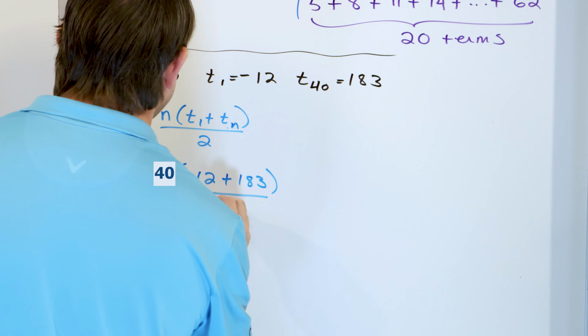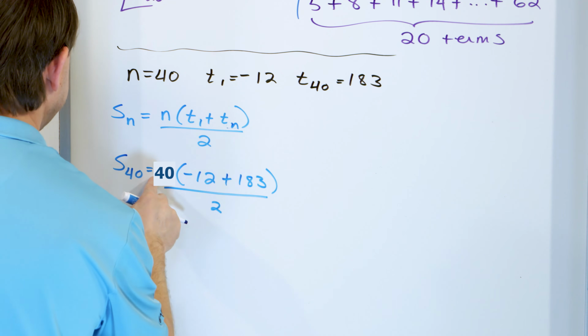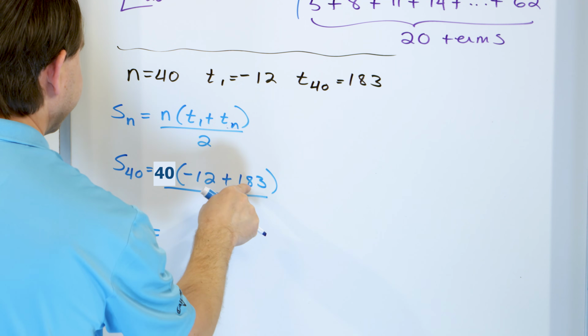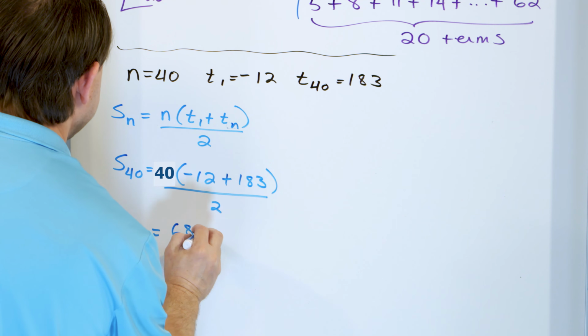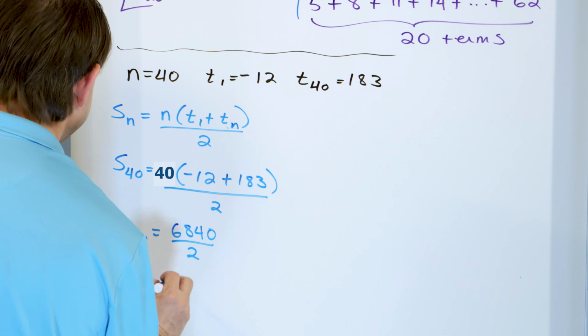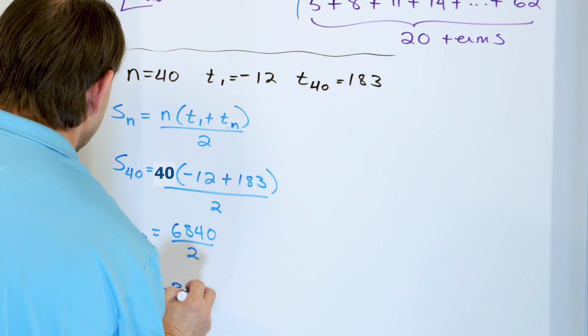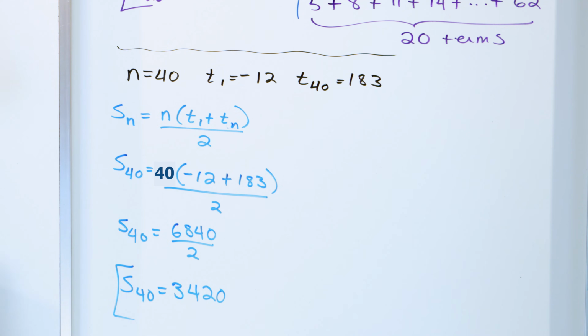And we're dividing by 2, like this. So the 40th partial sum is going to be 4 times what's in here. So 183 minus 12 times 4, you're going to get 6840 on the top, and you'll divide by 2. So the 40th partial sum, the sum of all those terms, is 3,420. Notice I didn't even have to know any of the terms in between.